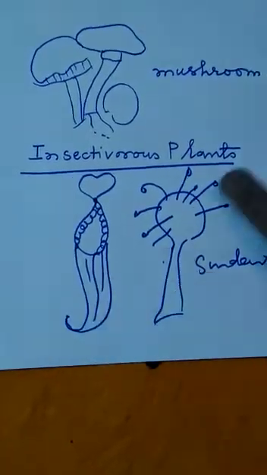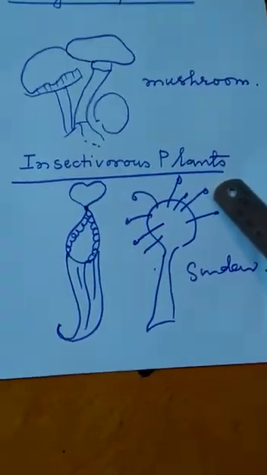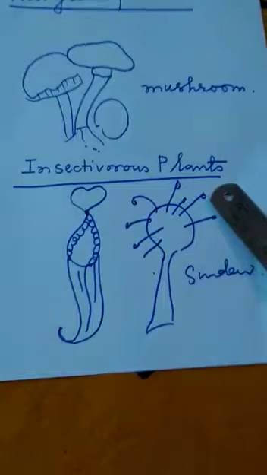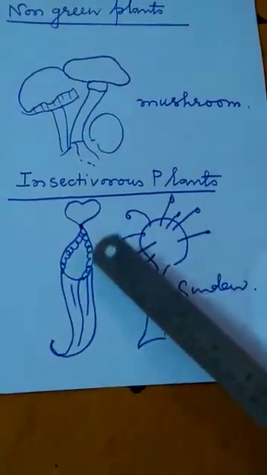Insectivorous plants normally grow in soil where the nutrients are much less than their requirements. To fulfill their nutritional needs, they eat insects.